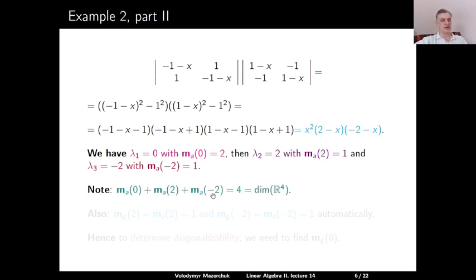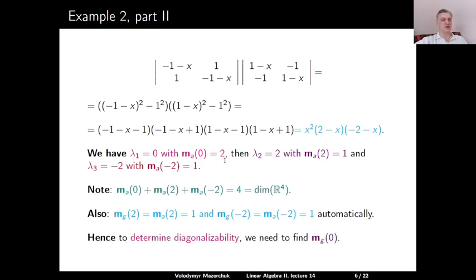Note that the sum of algebraic multiplicities of our eigenvalues, which is 2 plus 1 plus 1, is equal to 4, which is the dimension of R4. So the first condition in our diagonalizability theorem is satisfied. Also, we know that if the algebraic multiplicity of some eigenvalue is 1, then the geometric multiplicity is automatically 1. So for the eigenvalues 2 and minus 2, their algebraic multiplicities coincide with their geometric multiplicities, and we don't have to check anything here for diagonalizability. So the only problem is the eigenvalue 0 with algebraic multiplicity 2.